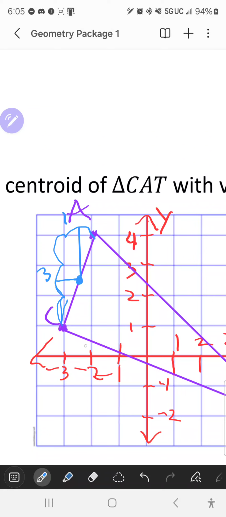And the coordinates will be negative 2.5, since I see here. And the midpoint here will be right here at positive 2.5, comma 2.5.